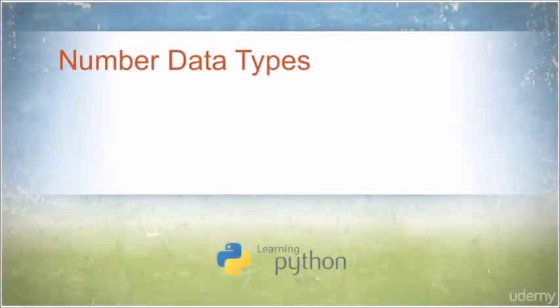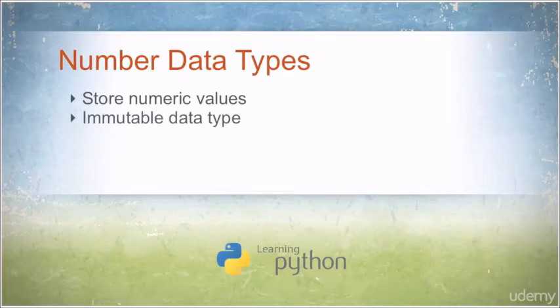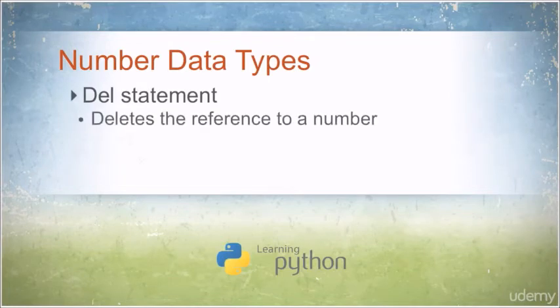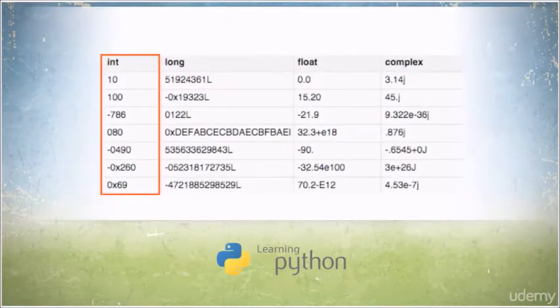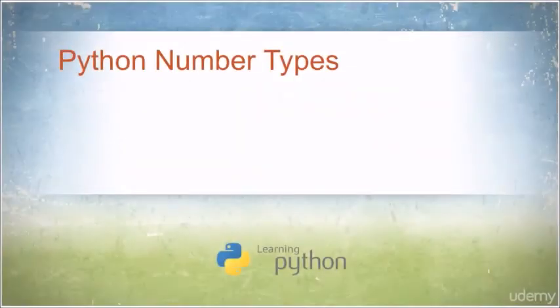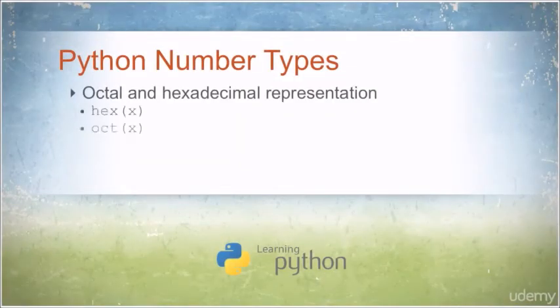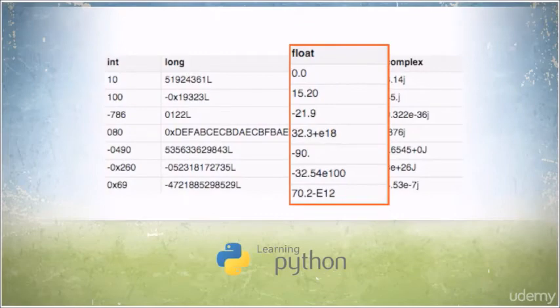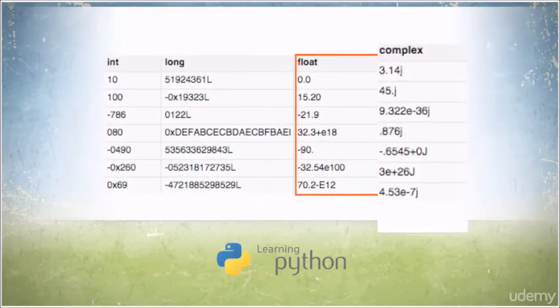Okay, so now we're going to get to know a little more about number and string data types. Number data types store numeric values. They are immutable data types. Number objects are created as soon as you assign a value to them. So you can use the delete statement to delete the reference to a number. Python supports 4 different number types: int for signed integers and long for larger integers. You can also have octal and hexadecimal representation. Float is for floating point real values, and complex for storing complex numbers.